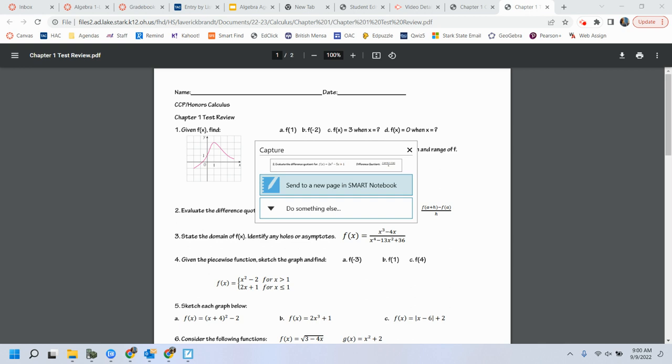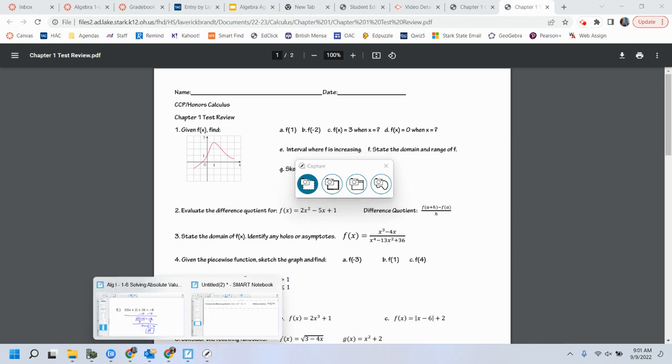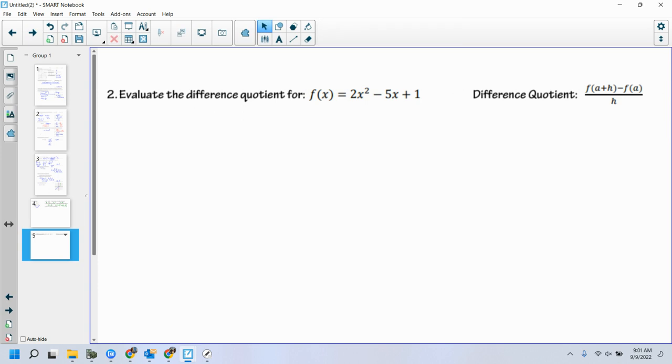So very similar to the one on the take-home quiz, right? I should give you a 2x squared. Jeez. How dare I? All right. Again, you will be given the difference quotient. That's not something that I'm going to make you memorize yet, at least.